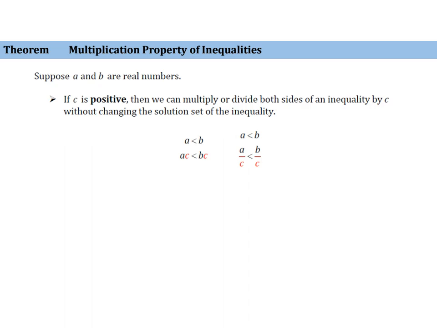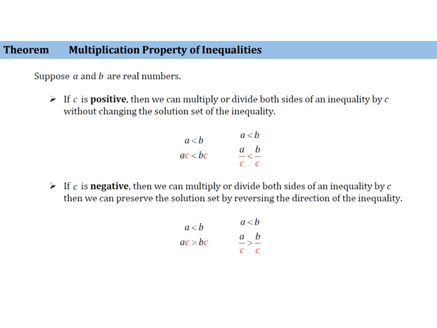If we want to multiply both sides or divide both sides of an inequality, then we can do that too. There is just one issue that we have to deal with. If we're multiplying or dividing by a positive number, all is good. Our inequality is preserved. However, if we multiply or divide both sides of an inequality by a negative, notice the inequality switches signs. So C is negative. If I multiply both sides, the inequality switches. So if A is less than B and I divide by a negative number, I now have to switch the direction of the inequality.